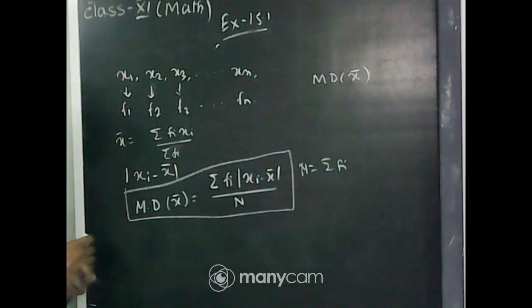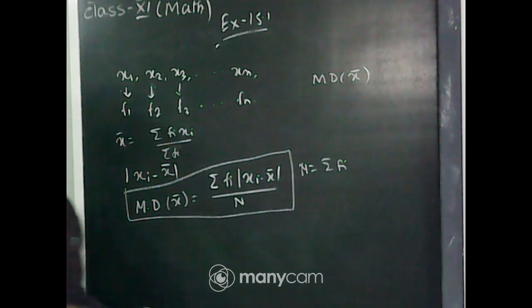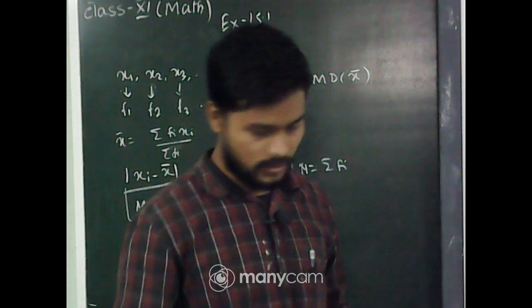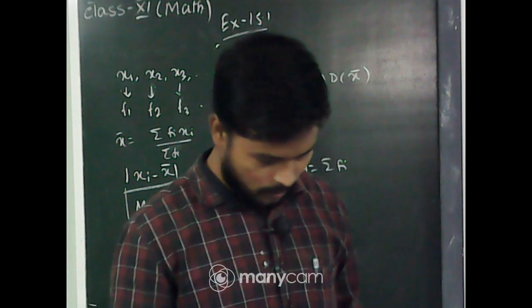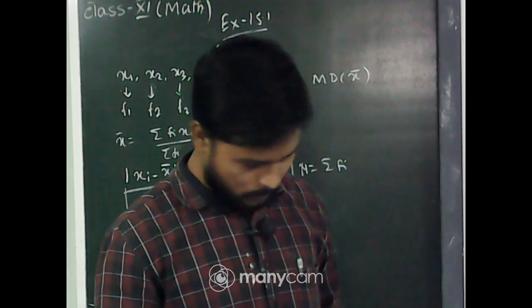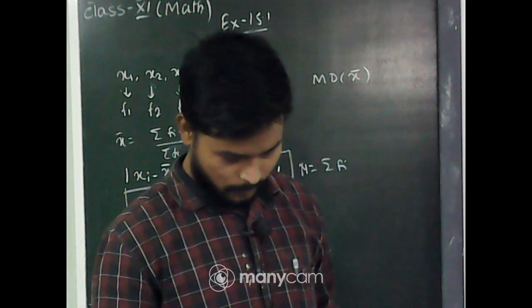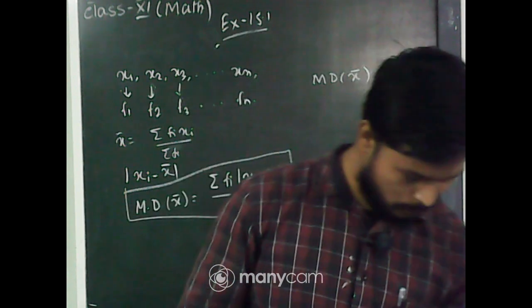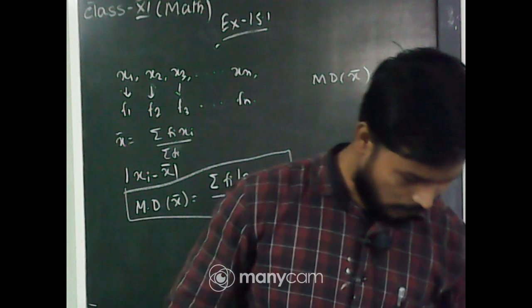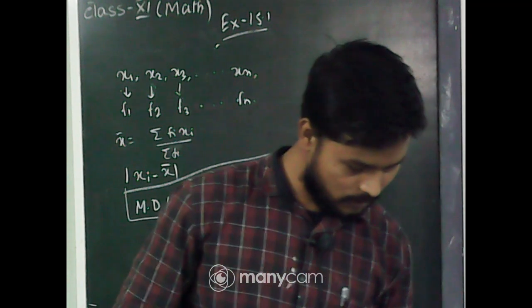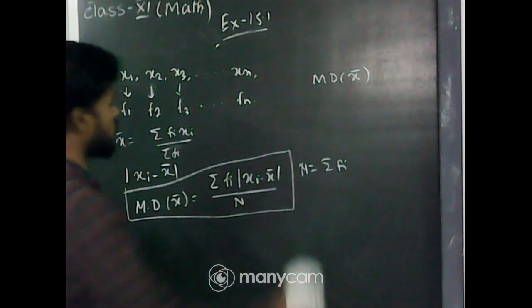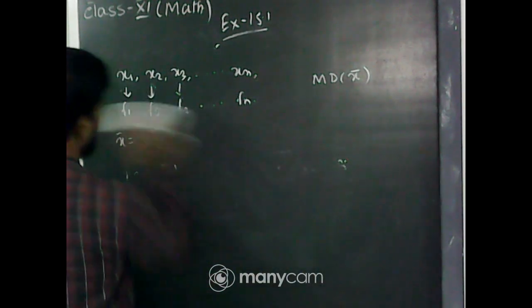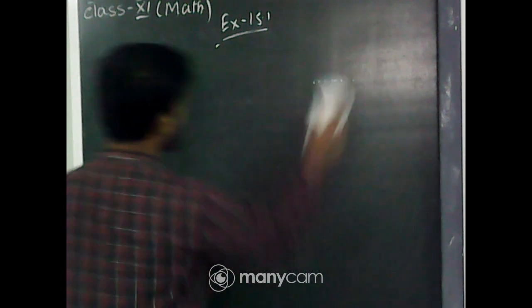So, let us use this formula and try to solve one question from your exercise. If you see question number 5 from your book: find the mean deviation about mean for the data in exercises 5 and 6. Two questions are there. I will solve one of them. So, let us solve it.